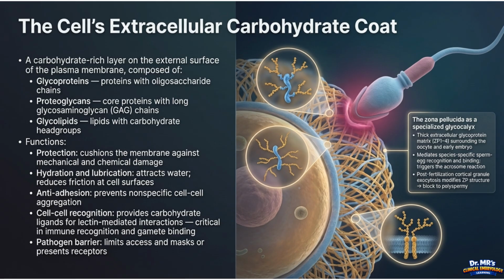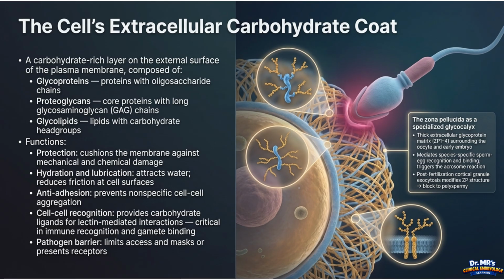Step outside the lipid bilayer, and you encounter something remarkable: a dense, sugar-rich layer coating the external surface of virtually every animal cell. This is the glycocalyx, and in reproductive biology, it is far more than a passive coating. It is an active participant in some of the most important recognition events in human development.